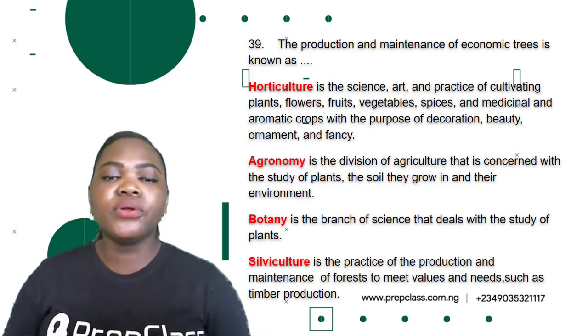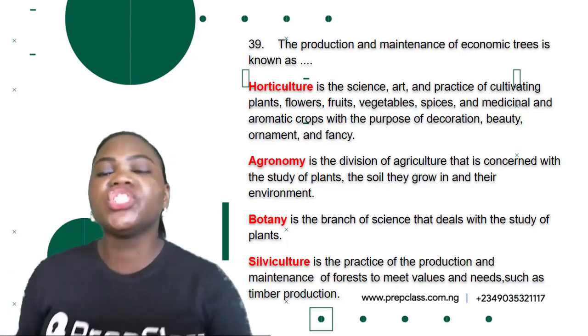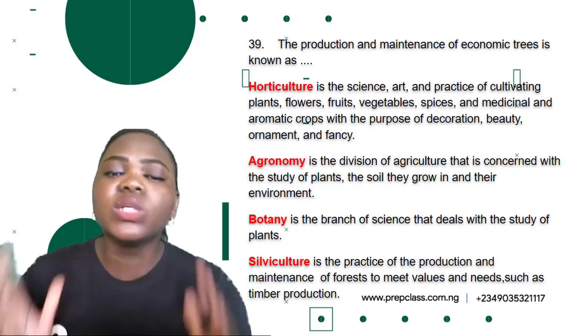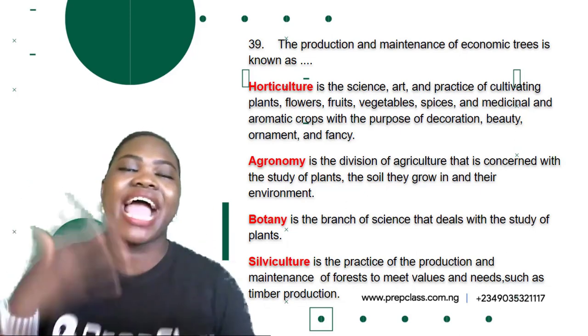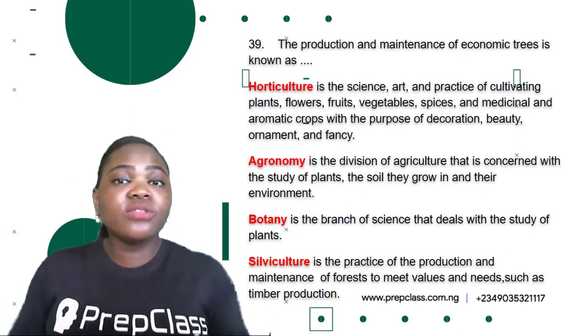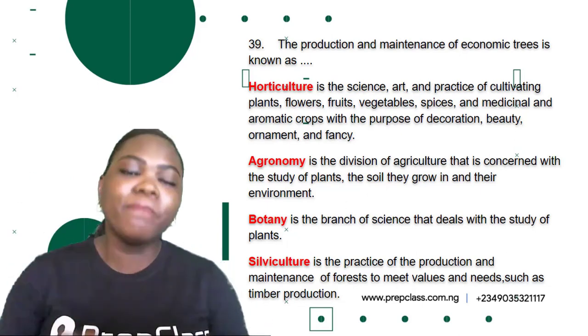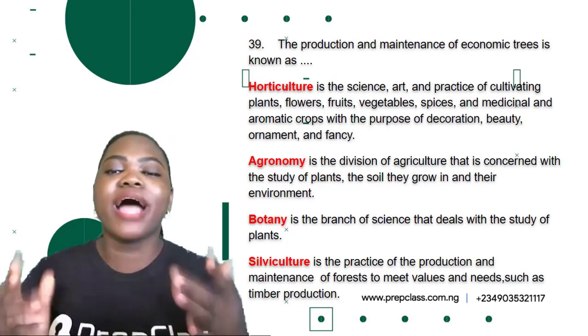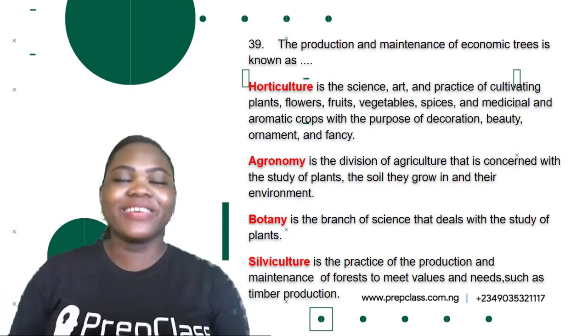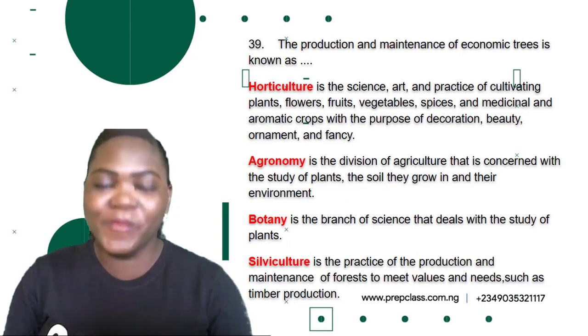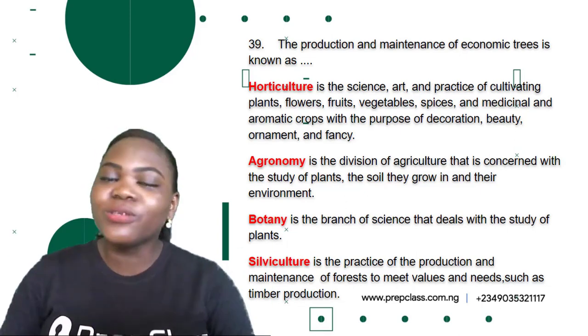Okay, so what about agronomy? Agronomy is the division of agriculture that is concerned with the study of plants, the soil they grow in and their environment. This is also not the answer. Okay, so what about botany? Botany is the branch of science that deals with the study of plants. Okay, so botany is the study of plants. Alright, so botany is also not the answer.